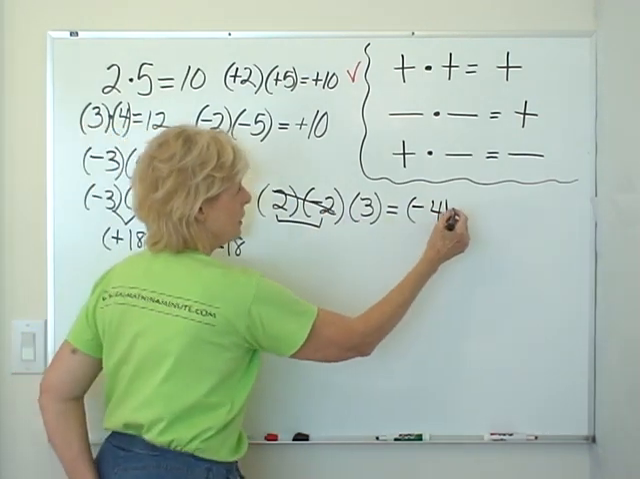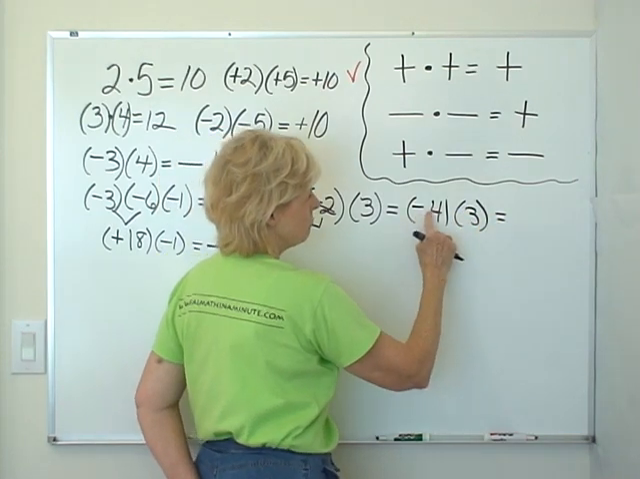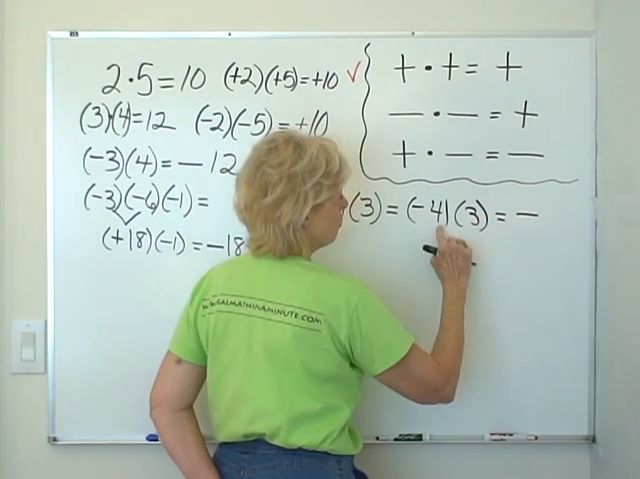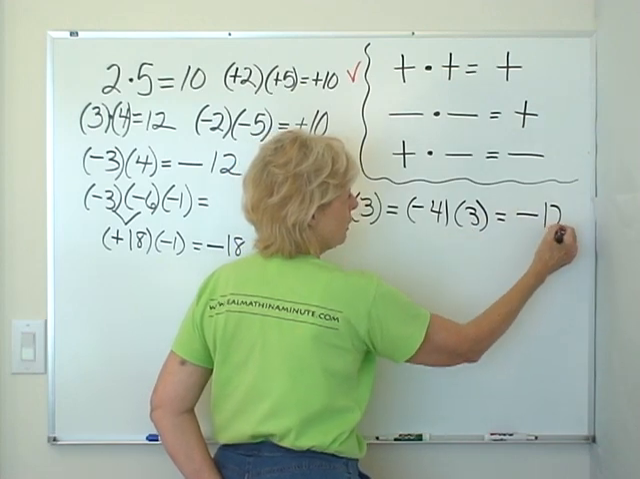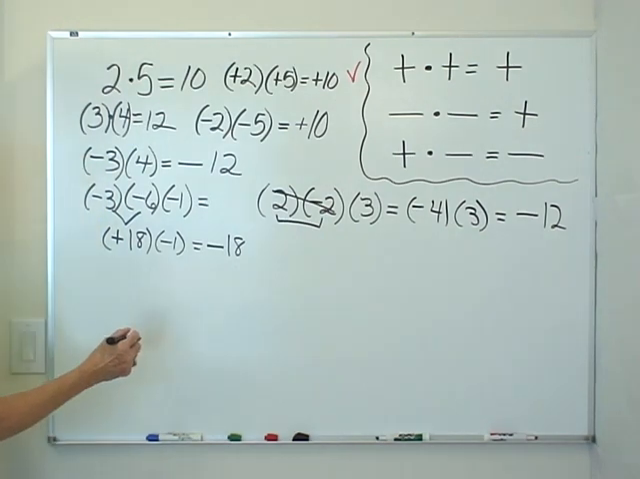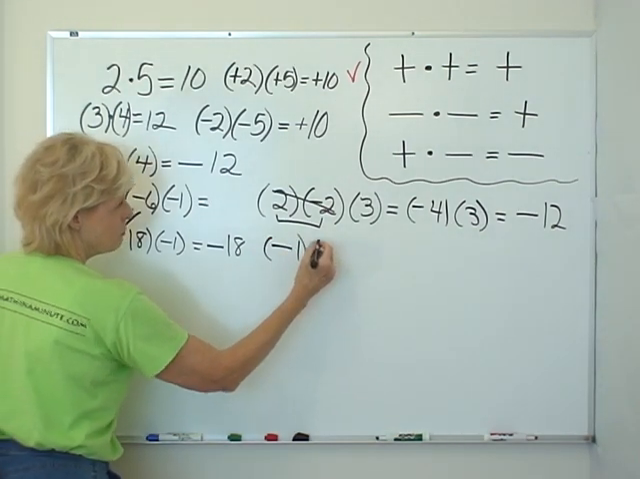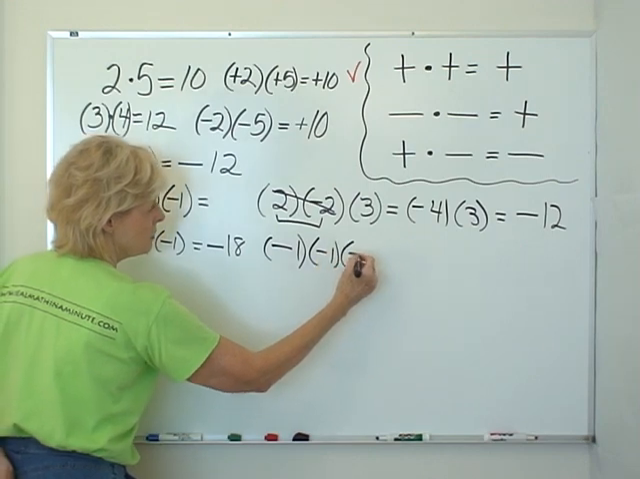Now I've got to multiply that by a 3. And so I go negative times a positive is a negative. 4 times 3 is 12, and I get negative 12. I want to take this one next. I want to say negative 1 times negative 1 times negative 1.